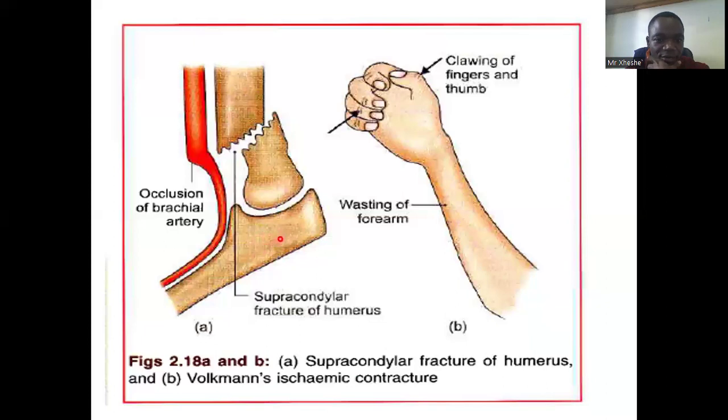So this is the ulnar bone. This is the radius bone. The bone is broken here, but we are looking at the joint. So this joint is a hinge joint. Only two movements are expected: flexion and extension. Nothing else. There's no lateral movement whatsoever. So the joint is kept stable like that.